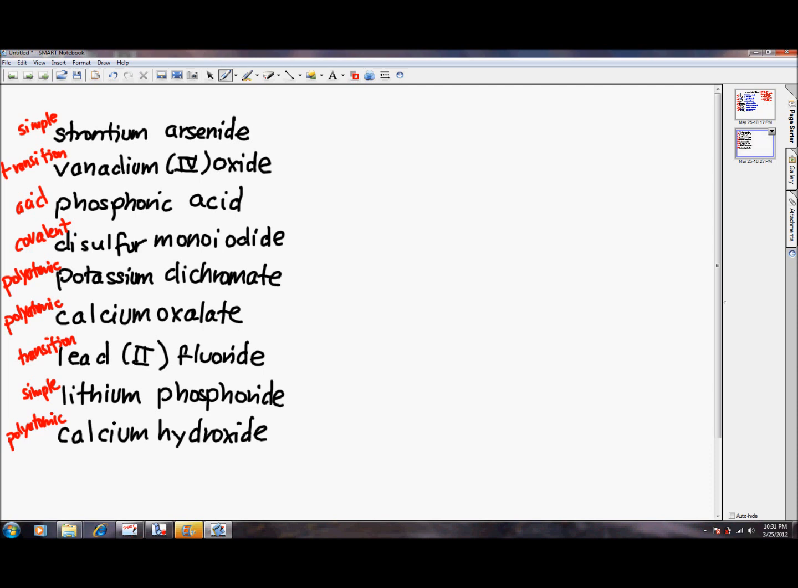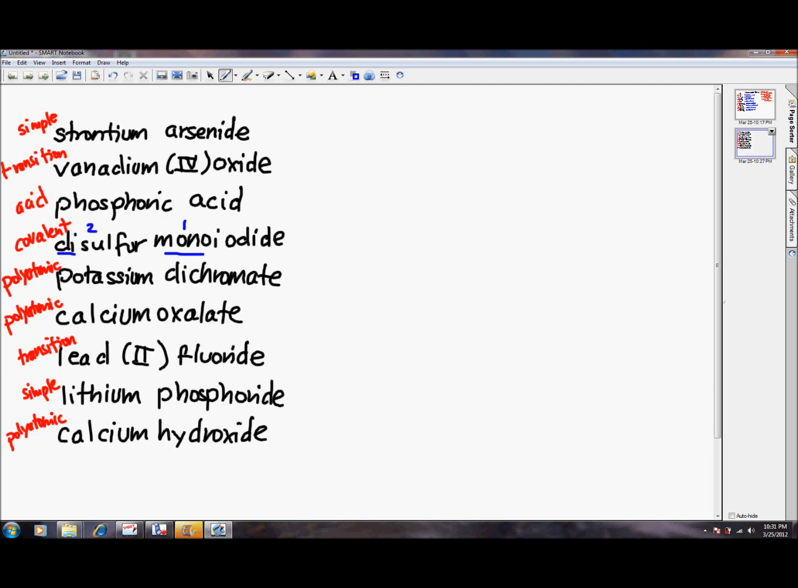Okay, so now we're going to go through, and we're actually going to do the covalent compounds first. Because for covalent compounds, we don't need oxidation numbers. We don't care about oxidation numbers. Everything else, we're going to need oxidation numbers for. Okay, so we're going to start right here. The covalent compound. Di is 2.